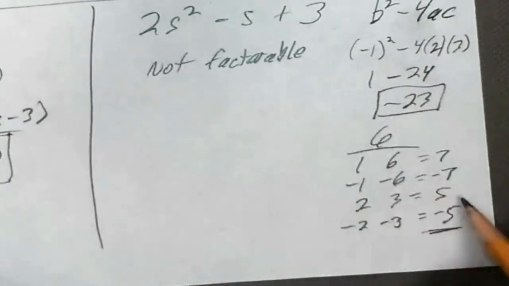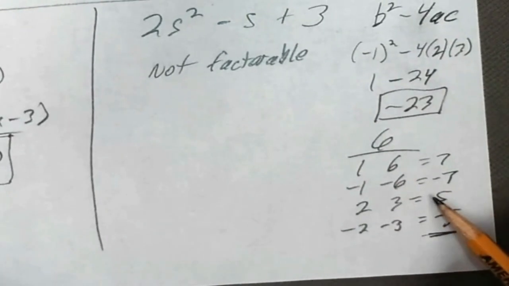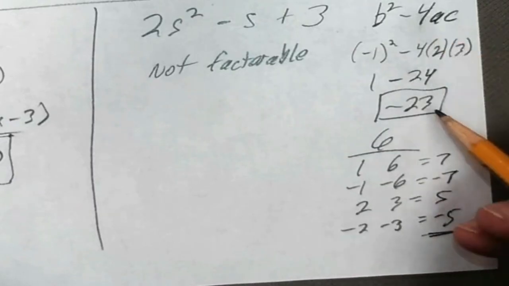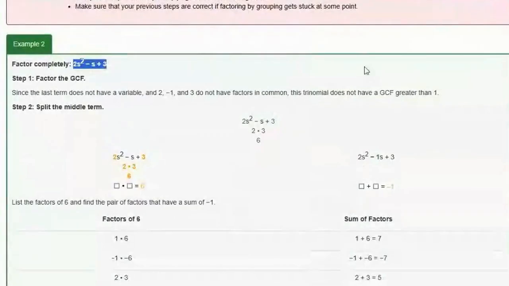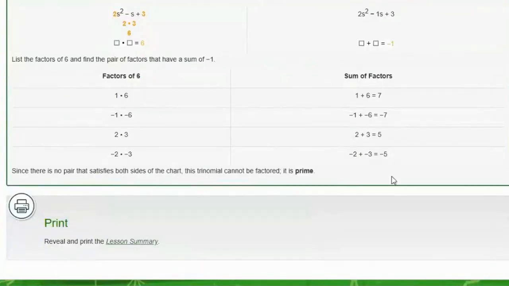So when you get to this situation, go back and think, uh-oh, did I check the discriminant? Maybe there's not any factors. There's no factors, which we see when we try to find them. But we can save ourselves this work by checking the discriminant. And they go through the whole thing there. So no pair, it's prime.